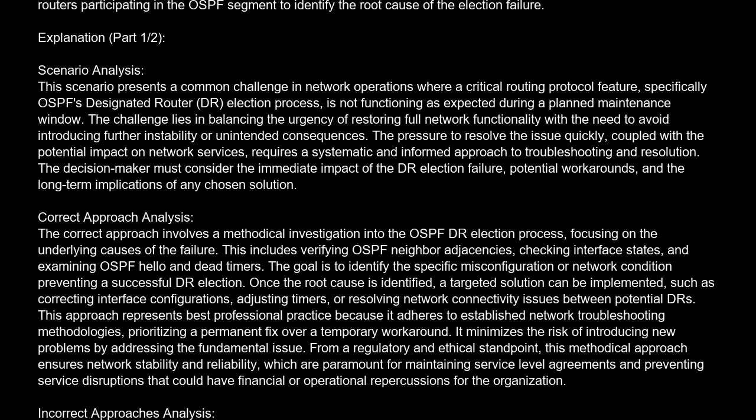This approach represents best professional practice because it adheres to established network troubleshooting methodologies, prioritizing a permanent fix over a temporary workaround. It minimizes the risk of introducing new problems by addressing the fundamental issue. From a regulatory and ethical standpoint, this methodical approach ensures network stability and reliability, which are paramount for maintaining service-level agreements and preventing service disruptions that could have financial or operational repercussions for the organization.